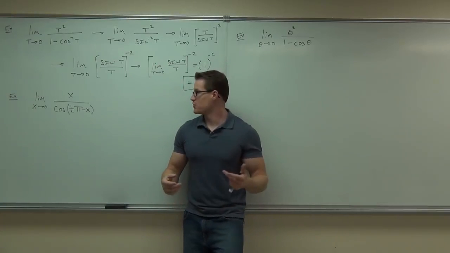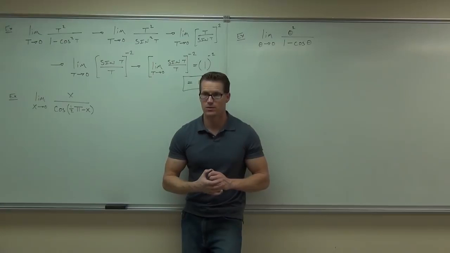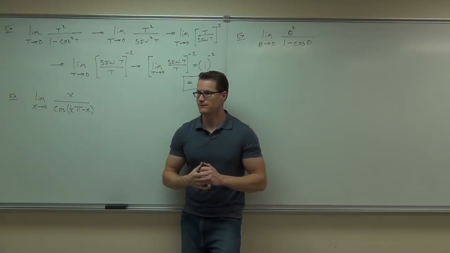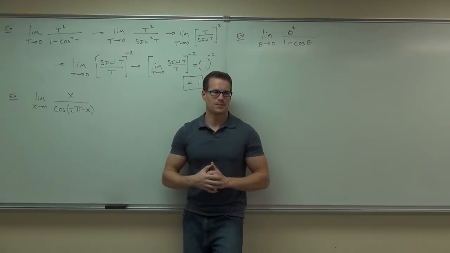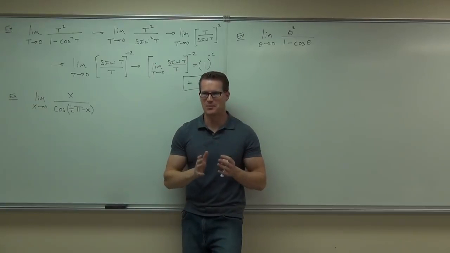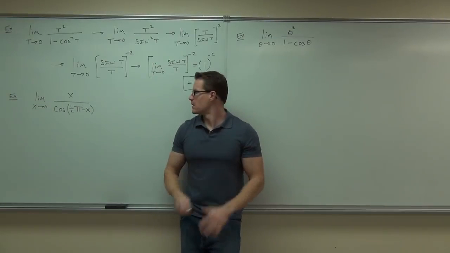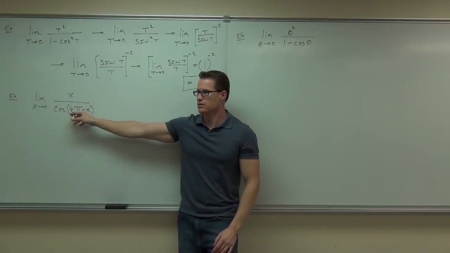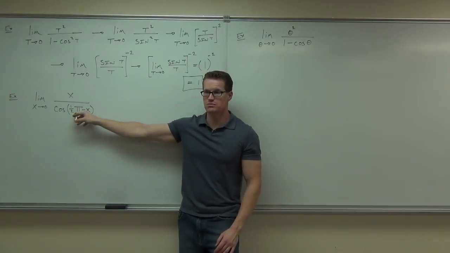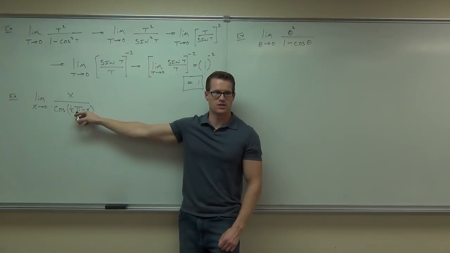Are you going to have a problem if you plug in 0? What's the numerator become? 0. Oh, good, we got that one. What's the denominator become? This is pi over 2, right? Pi over 2 minus 0 is pi over 2, right? What's cosine of pi over 2? I'll give you a hint. It starts with a Z and rhymes with hero. It's 0. You get 0 over 0.